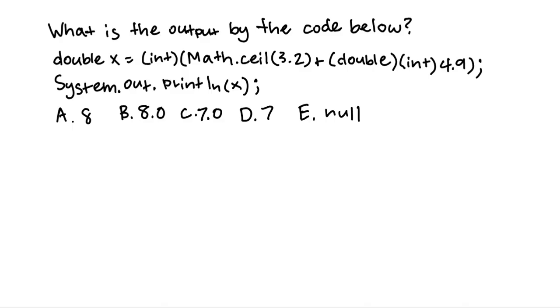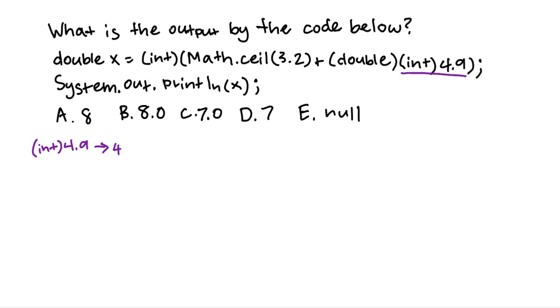The first thing you want to do with any of these typecasting questions is to work from the inside out. So we're going to solve the innermost part first. So let's just start by looking at int 4.9. Anytime you cast a double to an int in Java, it doesn't round, it just cuts off everything after the decimal. So when we have int 4.9, that just becomes 4 because it's an integer.